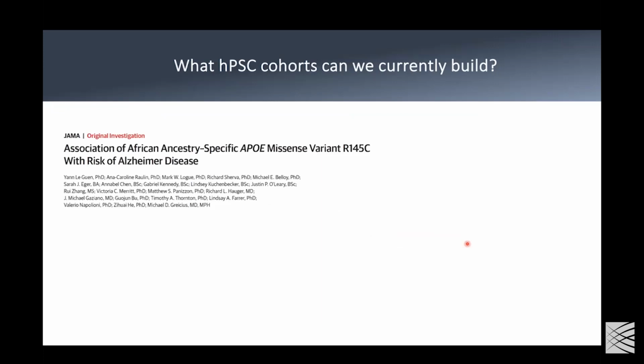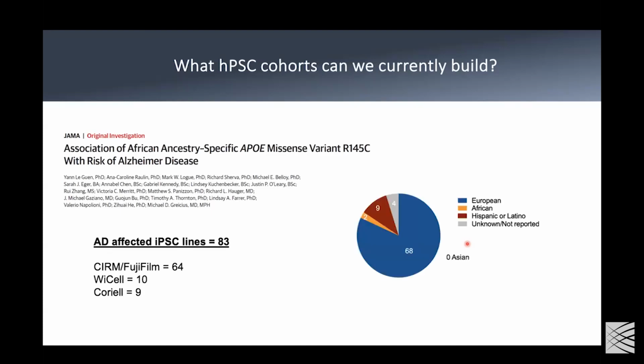So if we read this study and it inspires us to build out an iPSC line cohort to study Alzheimer's disease, and we want to have representation of different genetic ancestries, can we do that? Alzheimer's disease is obviously very prevalent. So we go to the major banks and we're able to identify 83 Alzheimer's affected iPSC lines. And just to get to the point here, when we look at the underlying information about genetic ancestry, we found no lines from individuals of Asian descent, 2 lines from individuals likely of African descent, 9 Hispanic or Latino, 4 unreported, and the vast majority of European descent. So we would immediately not be able to build out a cohort to study a disease as prevalent as Alzheimer's that has representation from different genetic ancestries.